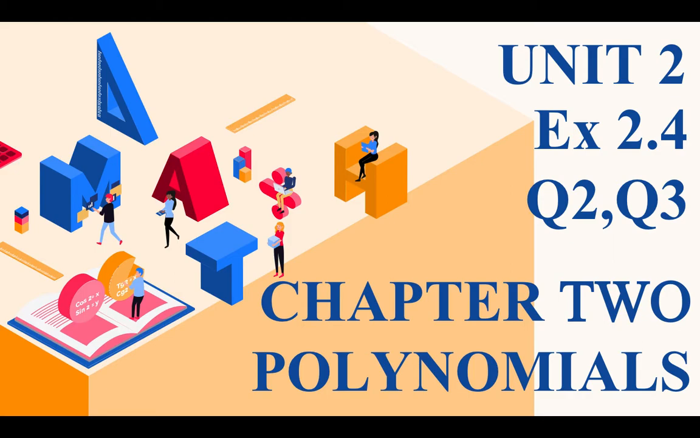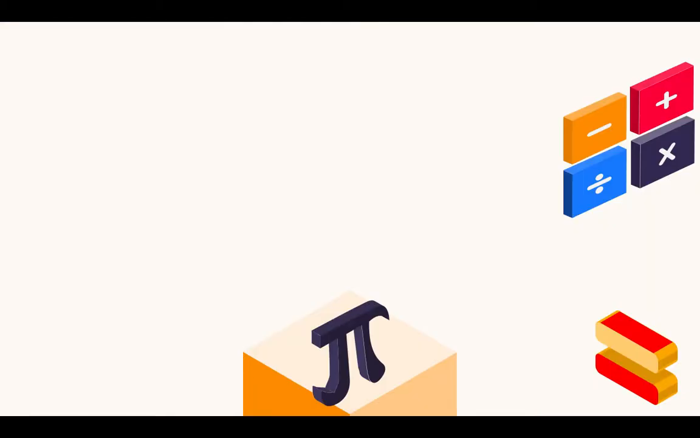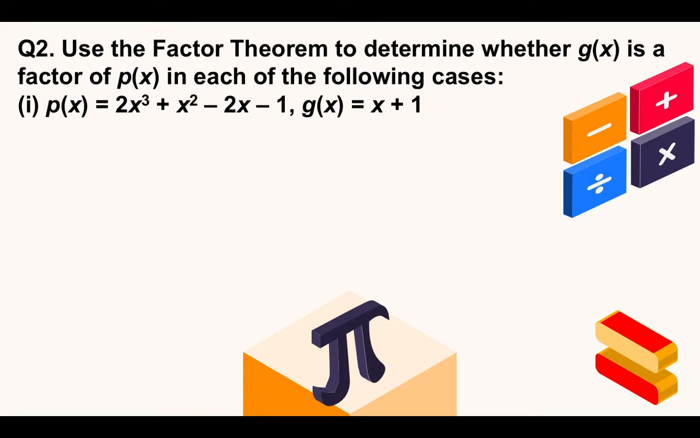Now today we will start with exercise 2.4, question number 2 and 3. Now what's the question number 2? Use the factor theorem to determine whether g(x) is a factor of p(x) in each of the following cases. Hope you all remember what the factor theorem was.